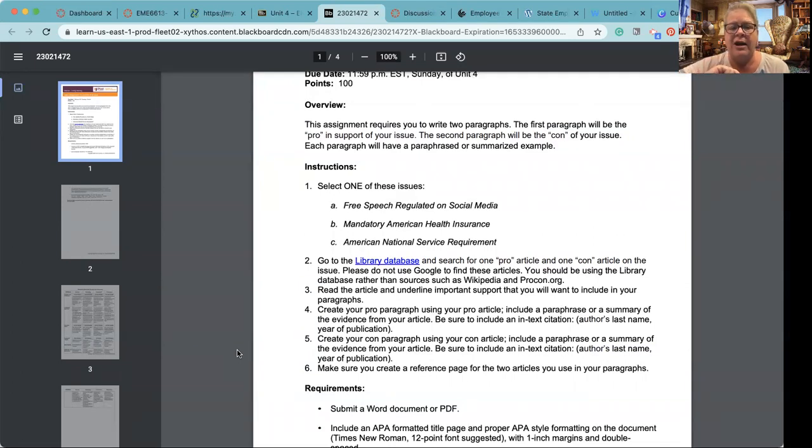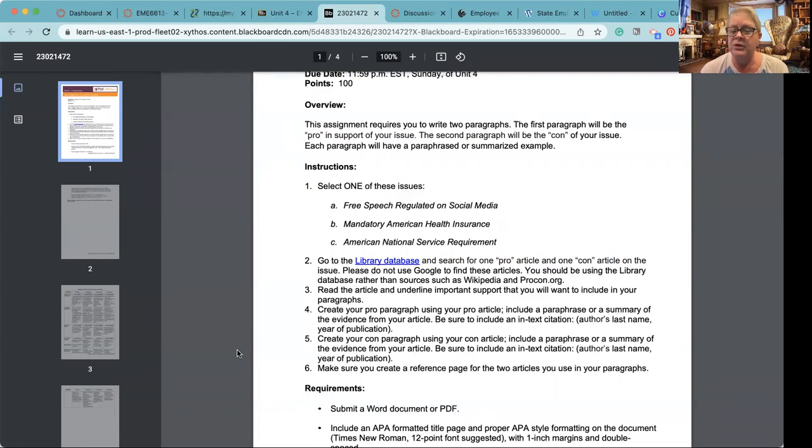In each paragraph, you need to have at least one thing cited. So in each paragraph, you're going to have at least one in-text citation, just like you were required to do in Unit 2. It will typically have the author's last name, or last names if there are multiple authors, and a year. If for some reason there is no author, then it's whatever comes first in the reference list.